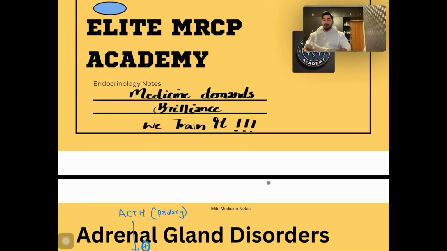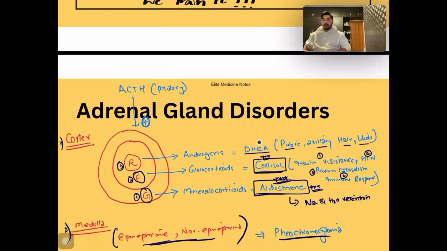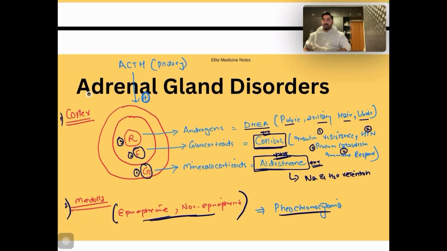Today's session is all about adrenal gland disorders. First we'll start with the basic anatomy and physiology of the adrenal gland. The adrenal gland is located above the kidneys. The name itself tells us: adrenal, above the renal, that means above the kidneys. The important function of the adrenal gland is that it synthesizes some hormones.